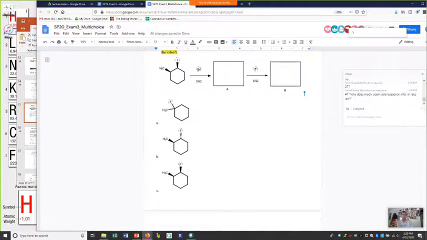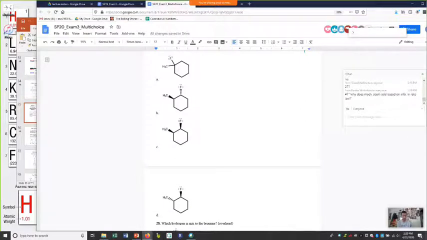Let's scroll and see what D gave us as an option. D gave us that fluorine wedged again, trying to set us up by making us think we want that wedged, but forgetting that the other position had nothing happen to it. The chemistry stays the same. Okay, so questions on 27? Does that make sense?